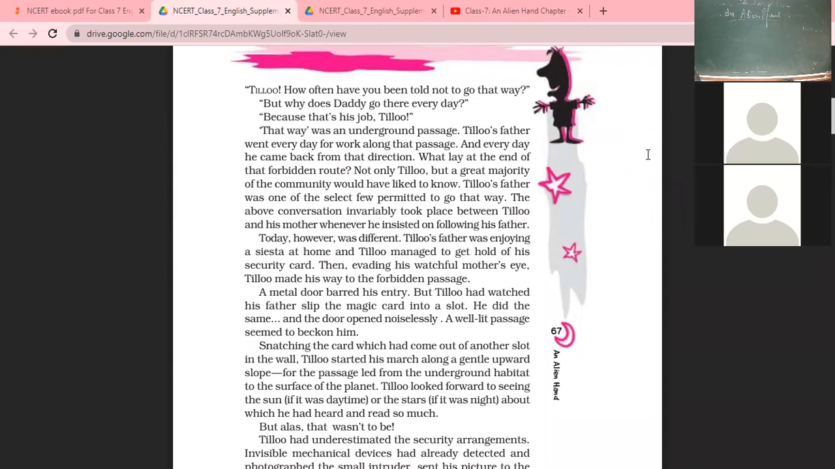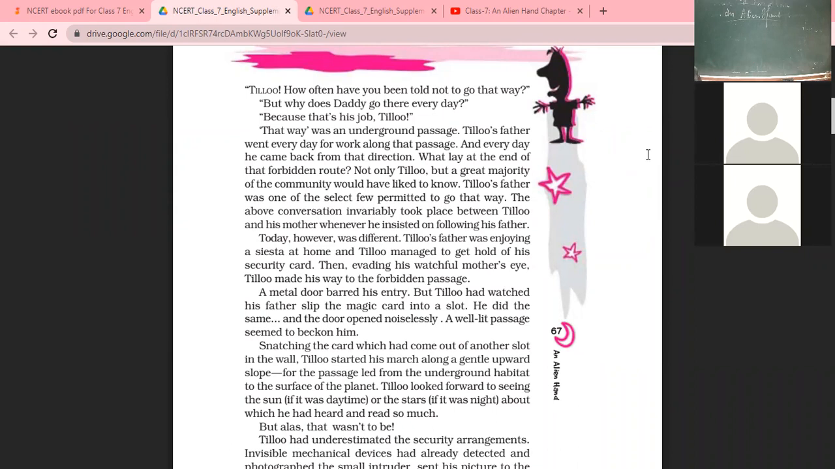Because that's its job, Tilu. His mother says, Tilu, it was his job. This is the reason your father is going through that place. That way was an underground passage. So what was that passage? It was an underground passage.